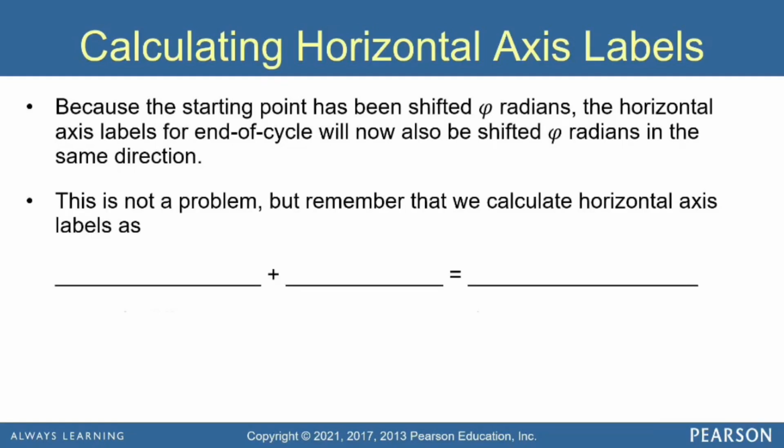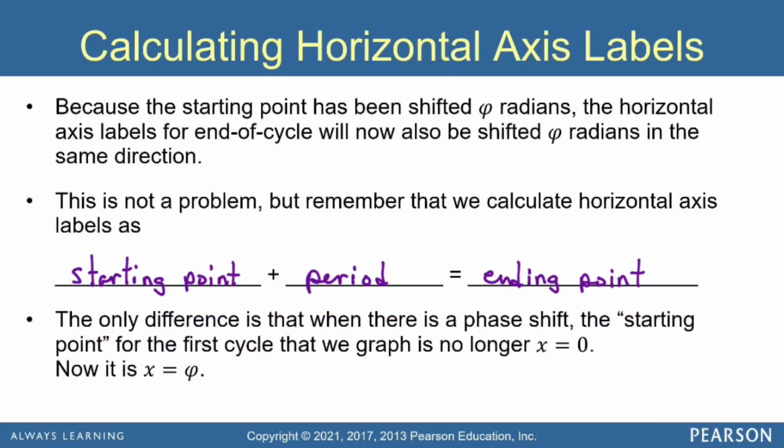This is really not a problem, but remember how we always calculated the end of cycle labels in the previous section. We always said that we found the label for the end of the cycle by calculating starting point plus period, and that gave us the ending point. And we will still do that in this section. It's just that now the starting point for our first cycle will no longer be 0. Now the starting point for the first cycle is whatever we calculated as phi.